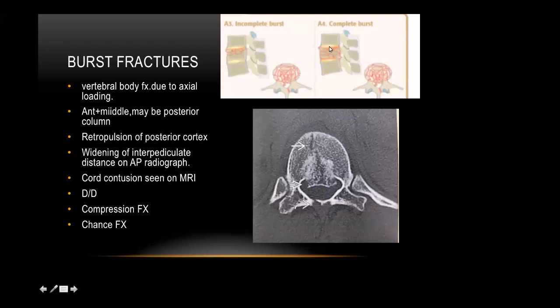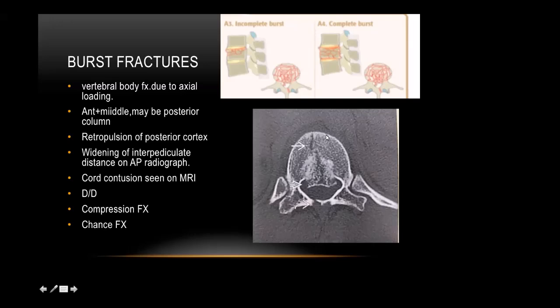So what is different from compression is that the posterior cortex is gone. The posterior part of the vertebral body is gone. If it is gone, it's a burst fracture. If not, it's a compression fracture. This is how you differentiate between a burst and a compression fracture. If the posterior cortex is gone, it's a burst fracture. It doesn't matter if it's the superior end plate or inferior end plate, it's a burst fracture. It's because of the axial loading on the spine, and it involves both the anterior and the middle column. If the tension band is also disrupted, then the posterior cortex is also gone. So how will you identify it on a CT scan?